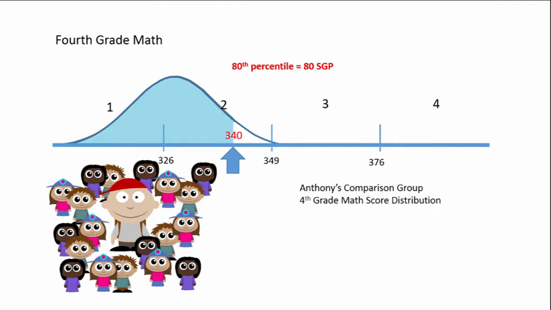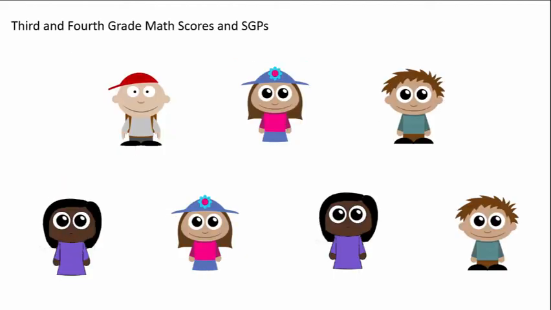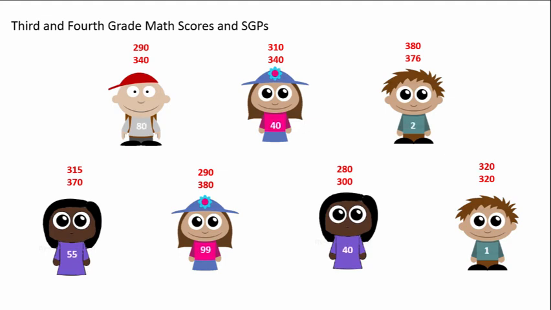Now let's look at a few other students in Anthony's class. Here you see that students in Anthony's classroom received different scores on the math assessment in third and fourth grade. Each student has their own comparison group based on previous assessment scores. And depending on a student's performance relative to their statewide comparison group performance, each student receives an SGP between 1 and 99. Note that high proficiency does not necessarily mean high growth, and vice versa.